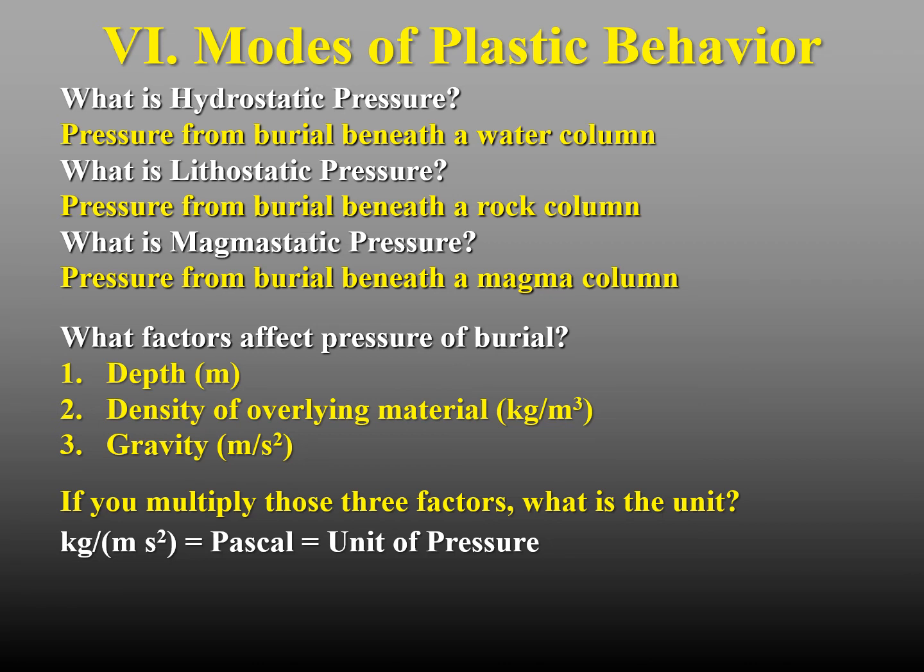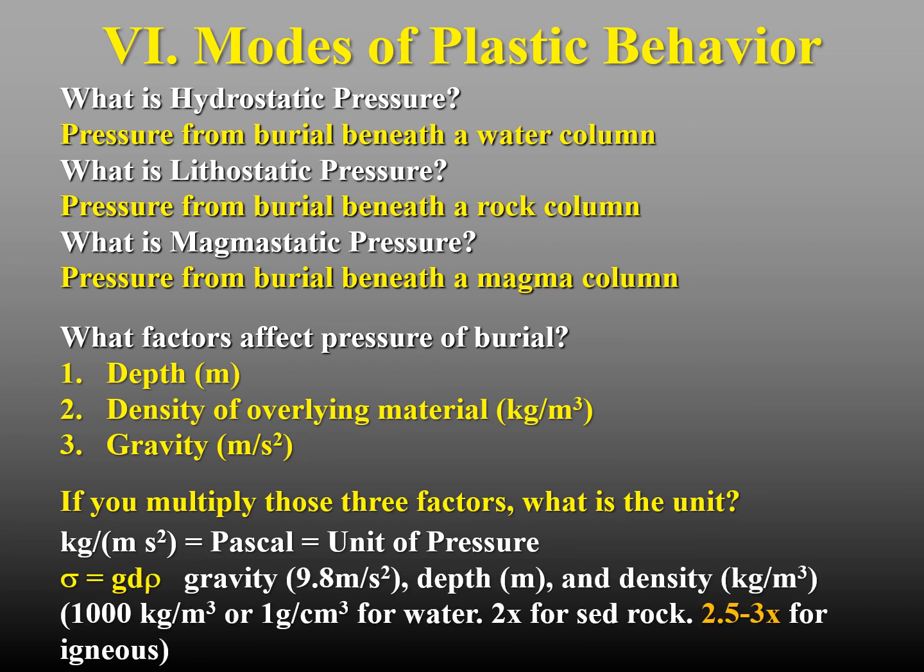It's just kind of neat. All works out. No constants, no fudge factors, just straightforward multiply these babies together and you get pressure. Here on Earth, g, or gravity, is always going to be 9.8 meters per second squared. If you're on a different planet, you've got to adjust. The depth is something you measure. Density is something you measure.